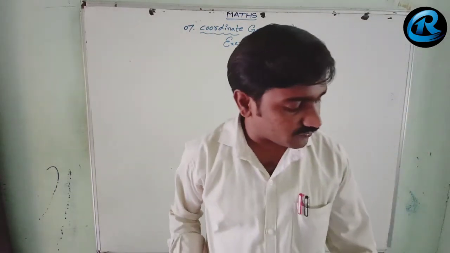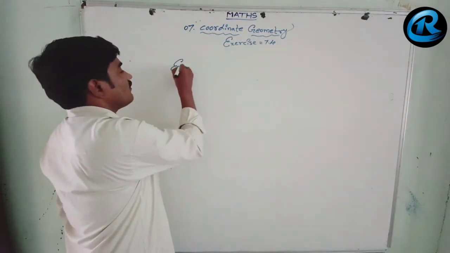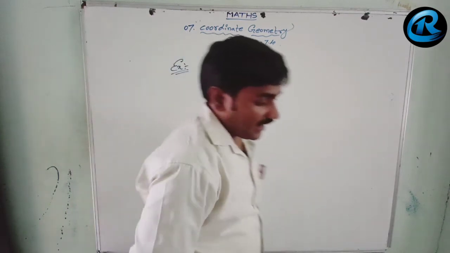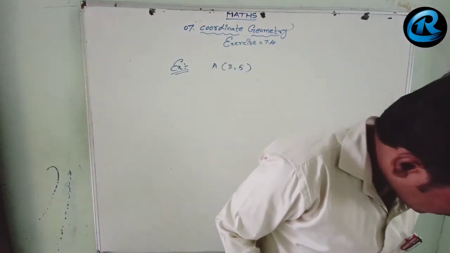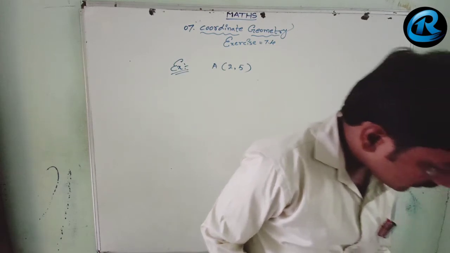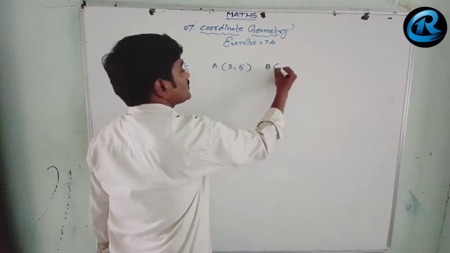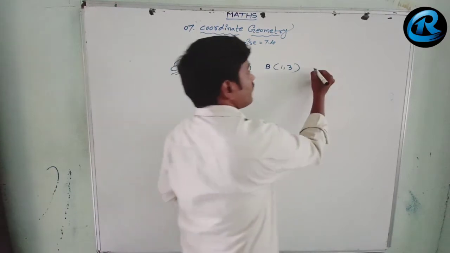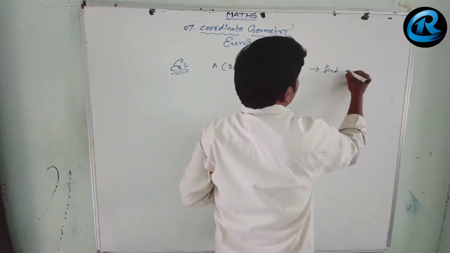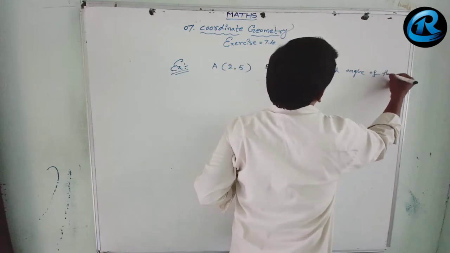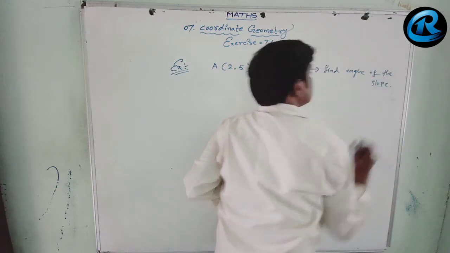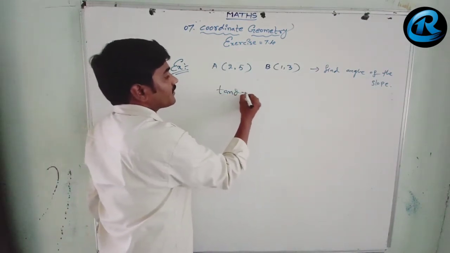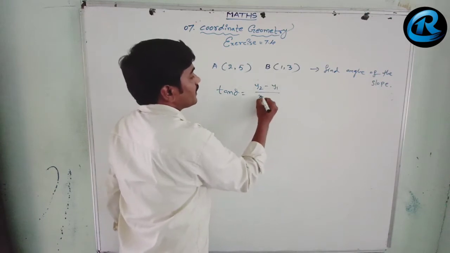I have given 2 points. For example, the point A is 2, 5 and the point B is 1, 3. Find the angle of the slope. Just mention this in your fair notebook also, it may help you. Angle of the slope in the sense tan theta equals the formula y2 minus y1 by x2 minus x1.